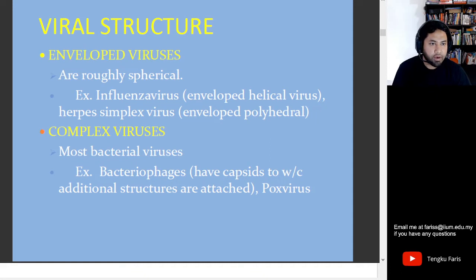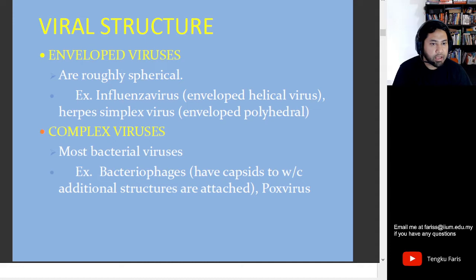For the enveloped viruses, most of them we can usually find in a rounded circle or spherical structure. This is like the coronavirus, the influenza virus, or herpes simplex virus.